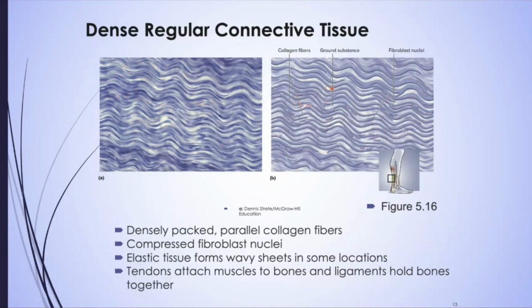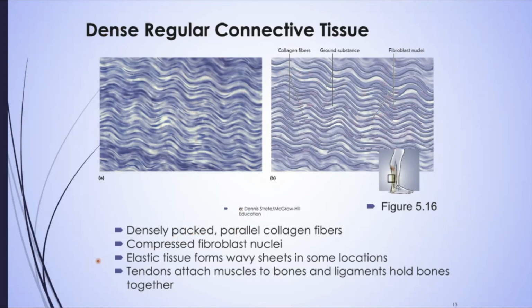The ground substance is less. There's not that much ground substance laid in between the fibers. And you can see you do have some fibroblasts. You can see fibroblast nuclei in this view right here. So your dense regular connective tissue is going to have parallel collagen fibers and is densely packed.